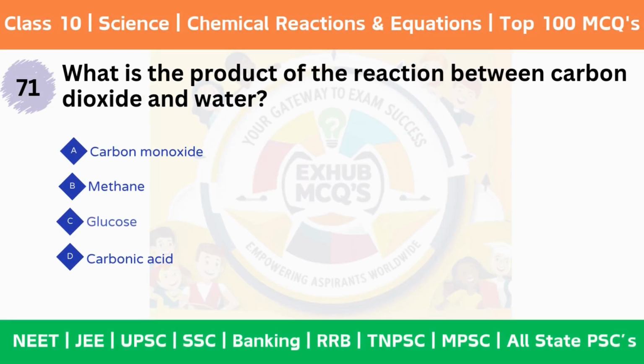MCQ 71. What is the product of the reaction between carbon dioxide and water? Option A, carbon monoxide. Option B, methane. Option C, glucose. Option D, carbonic acid.